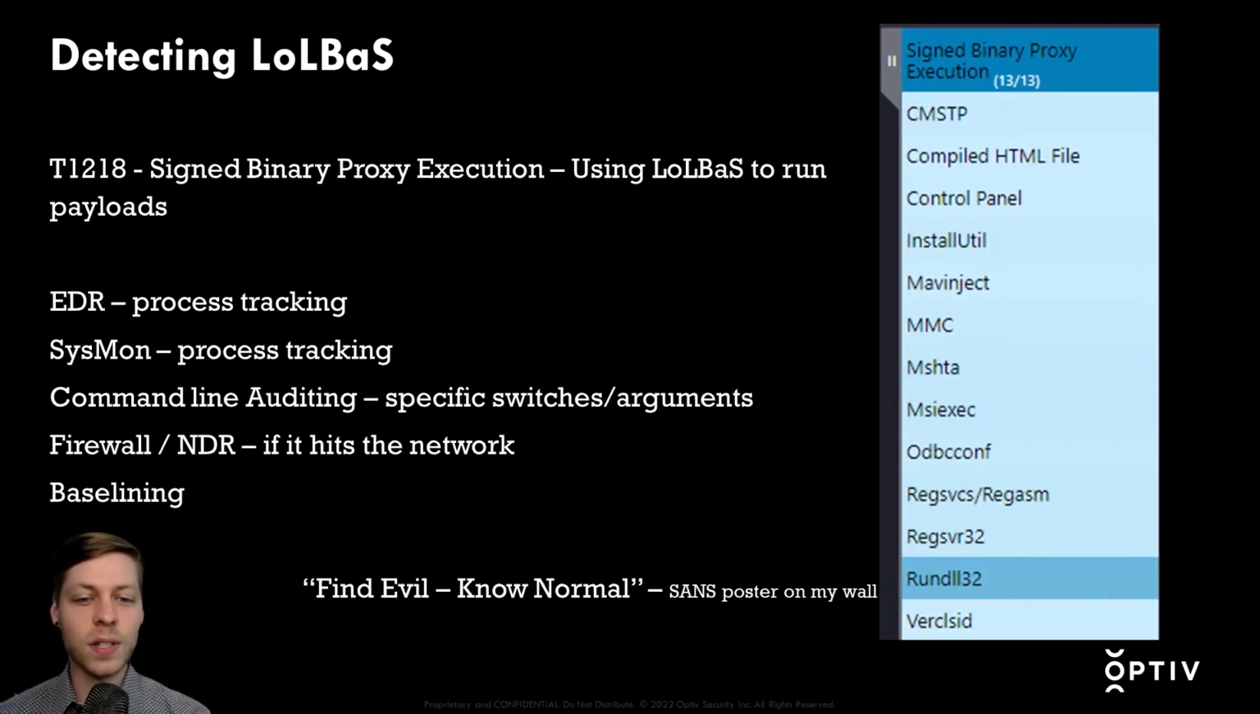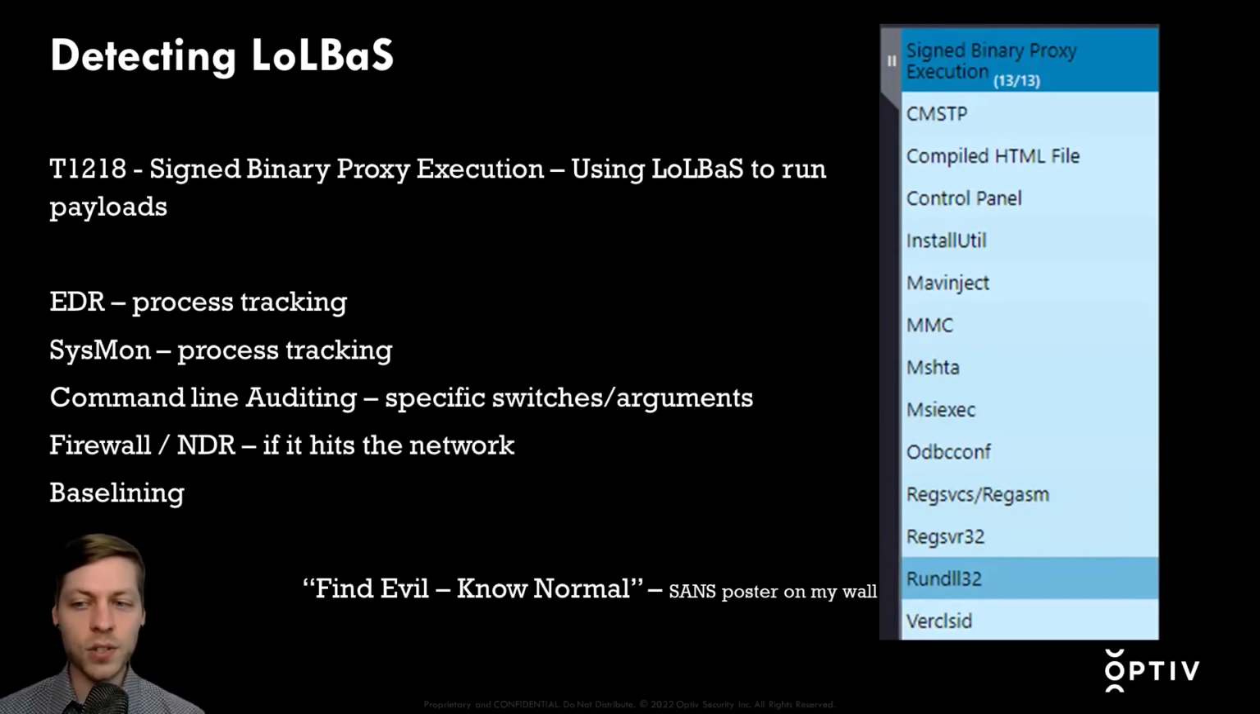The key part there is a lot of these LoLBAS require specific switches or arguments to be made in order for them to have that unexpected functionality. And by tracking and monitoring that, you can identify them. In some situations, the threat actor might leverage a LoLBAS and do something that is going to hit the network, whether that's outbound or laterally, in which case maybe something like your firewall, IDS, IPS, NDR will pick that up.